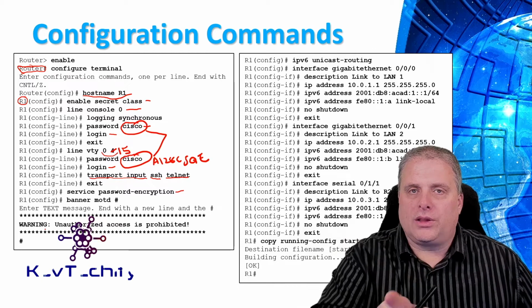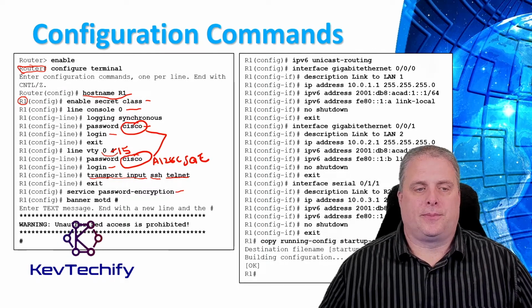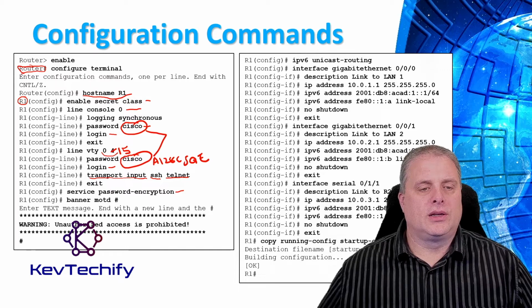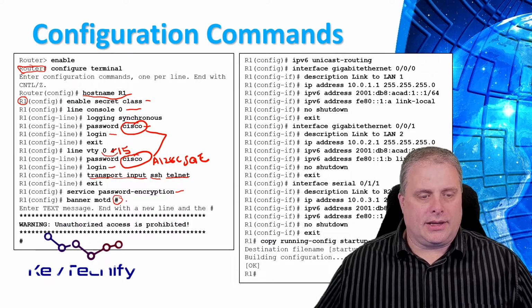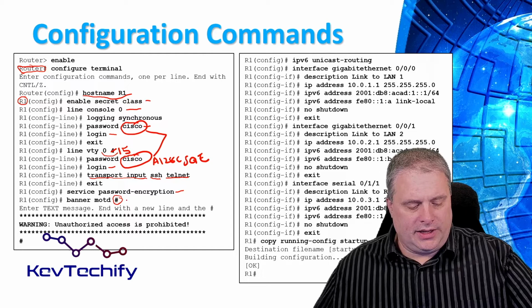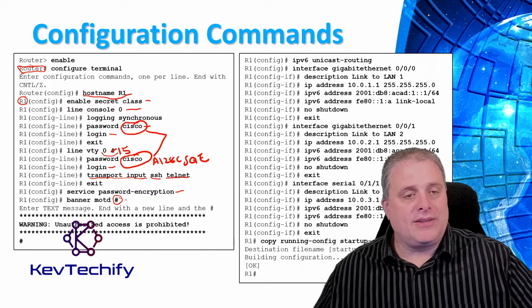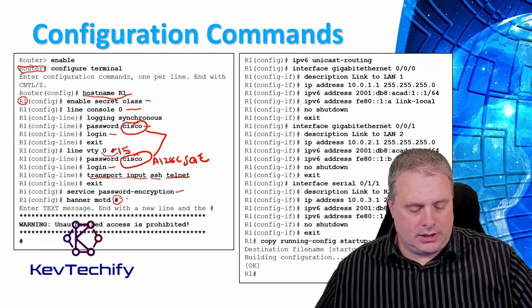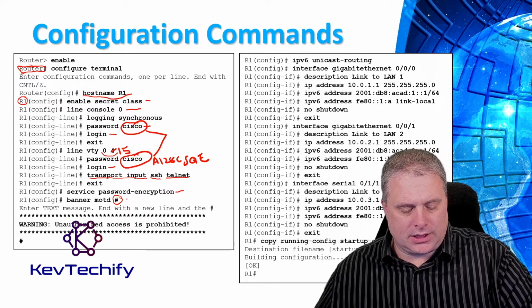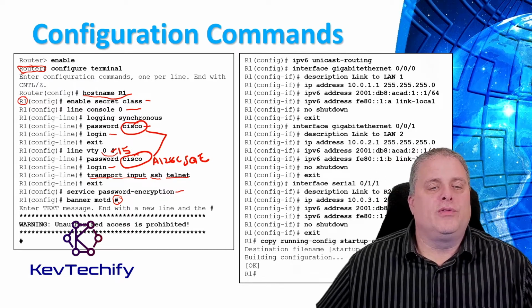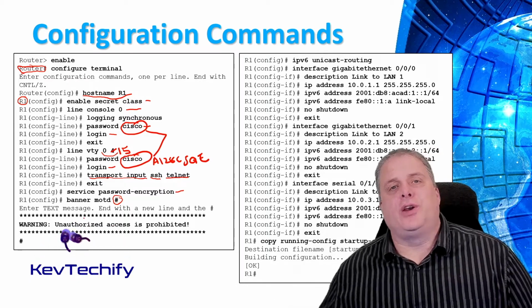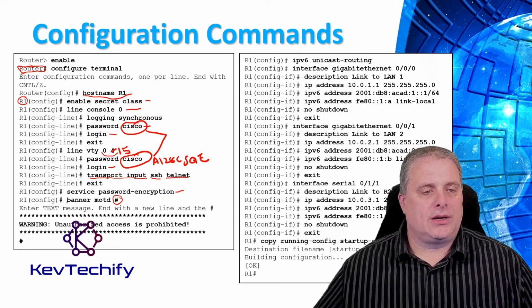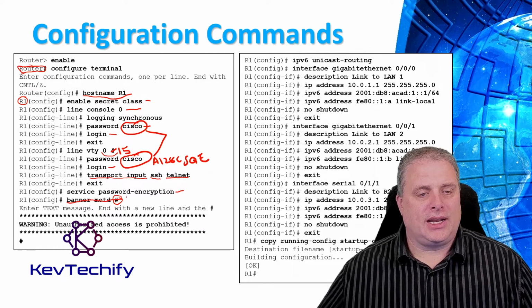Something else to remember with banner message of the day. It starts with a demarcation character. Basically, I use any of the shift 1, 2, 3, 4, 5 characters: exclamation, @, pound sign, dollar sign, percentage sign. You can use any one of those, and then where that character appears next is the end of your banner message of the day. And so what happens here is banner message of the day, dollar sign, and they hit enter.